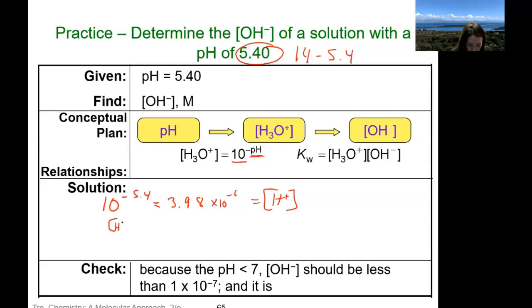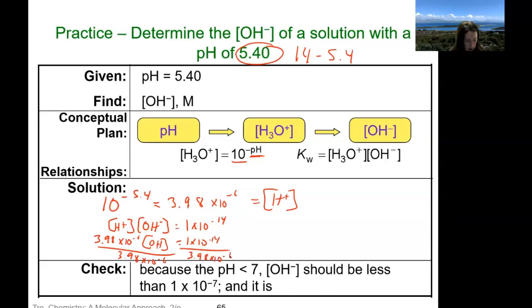So we have H plus times OH minus. I'm going to do it the long way and the short way. 1 times 10 to the negative 14th. If our H is 3.98 times 10 to the negative 6, multiplied by OH equals 1 times 10 to the negative 14th. Divide this. You can do this faster than me. Type the answer in the chat. And I'm seeing a bunch of them. Yes.